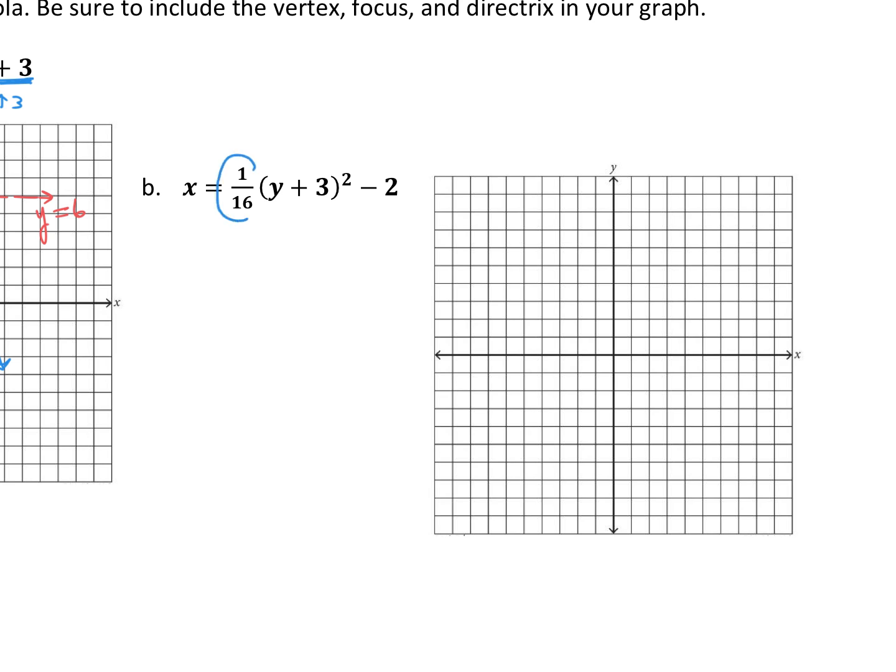Because this 1 over 16 is positive, this parabola is opening to the right. If that was negative, it would be opening to the left. Okay, so let's talk about where the vertex is.